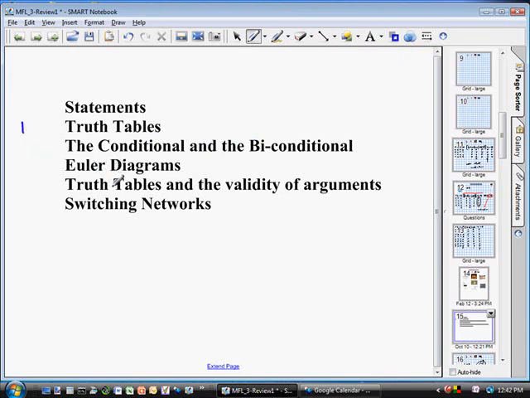The conditional and the biconditional. That's this guy and this guy. Okay, thank you. Euler diagrams. Remember, those are circles inside of circles and X's, and you can vote. You don't have to, that's just fine. Then, truth tables and telling whether an argument was valid. This is where we circled certain rows, things like that. Switching networks was the lesson we just finished.